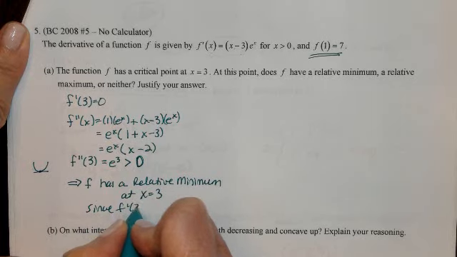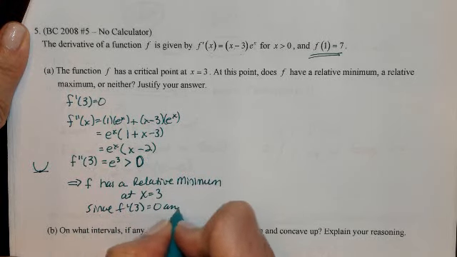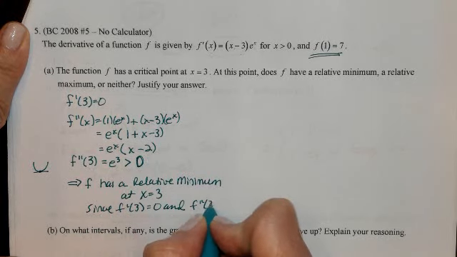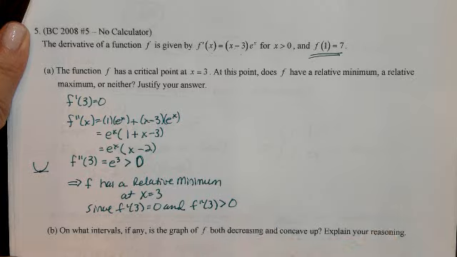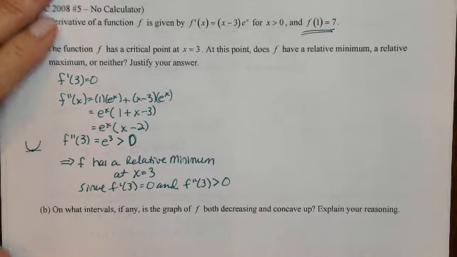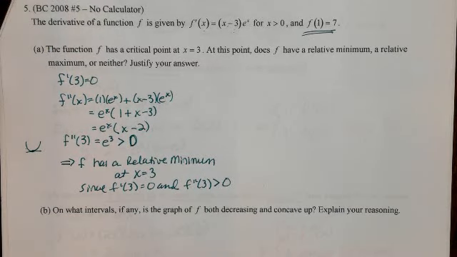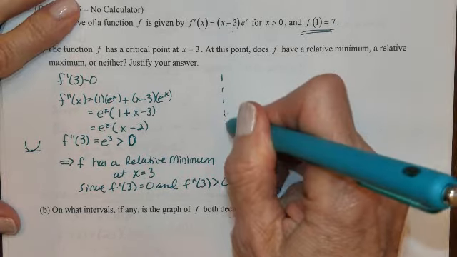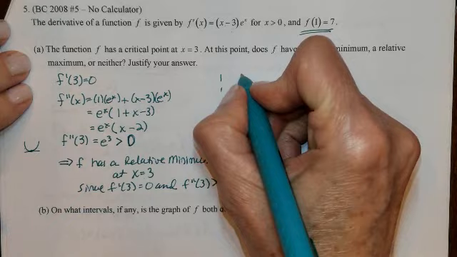Since f prime of 3 is 0 and f double prime at 3 is positive. So that was using the second derivative test. Again, we could have done this by the first derivative test as well, and that would have worked out fine. In fact, let me show you how that would have worked out if you did the first derivative test.